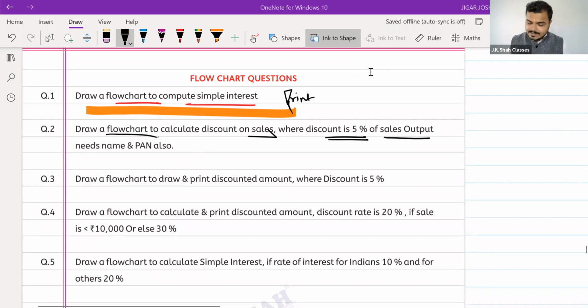And most importantly, people, it says that the output needs name also and PAN details also, that is Permanent Account Number. Okay. Yes, sir. Now listen to me very carefully, how I am drawing this, people.